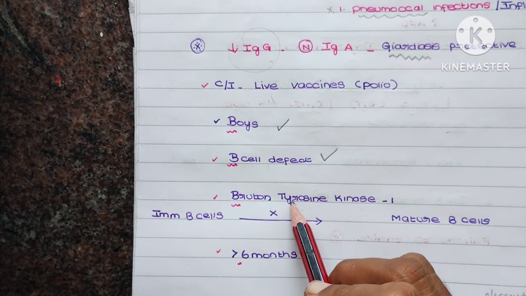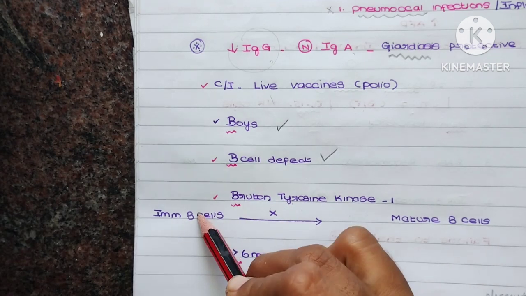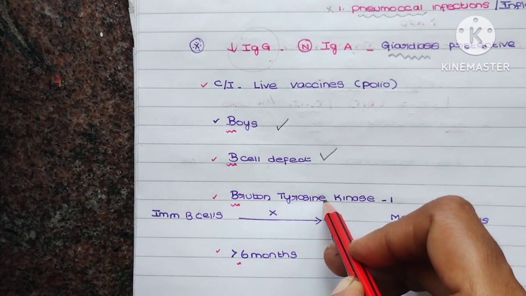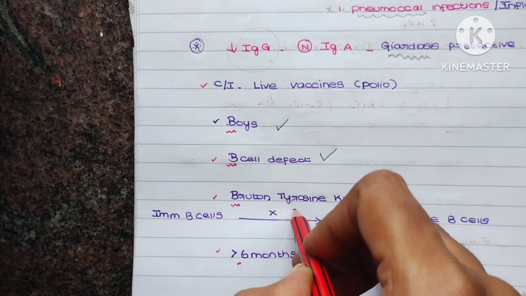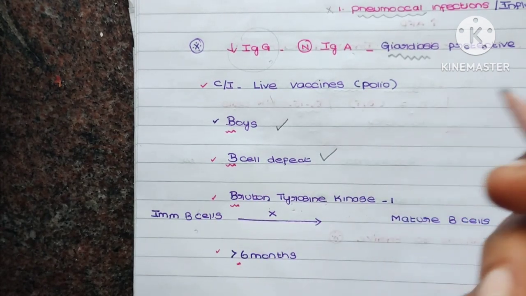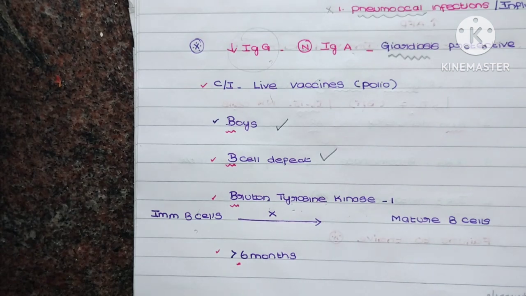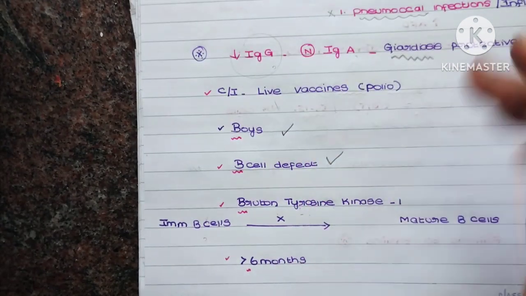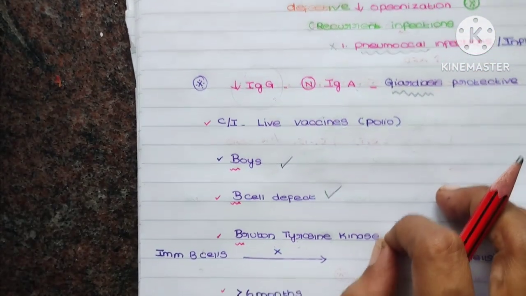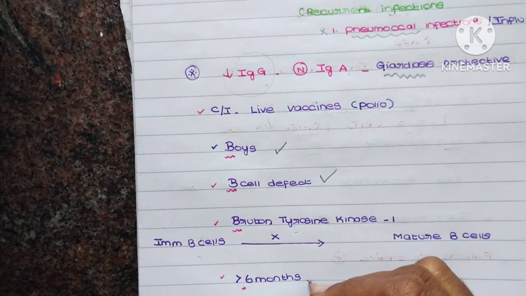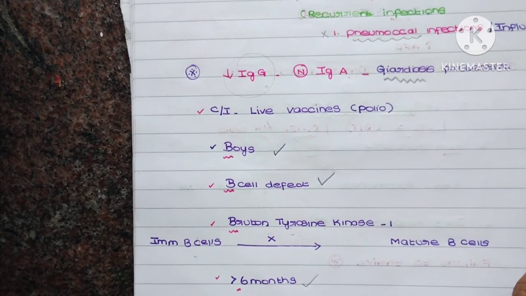So what is the action of this enzyme here? Immature B cells are converted to mature B cells with the help of this Bruton enzyme. Since this enzyme is absent, immature B cells cannot be converted, so proper antibodies are not produced, which leads to infections. Another important point is that the babies usually present after 6 months, because for the first 6 months the mother's antibodies are protective for the baby.